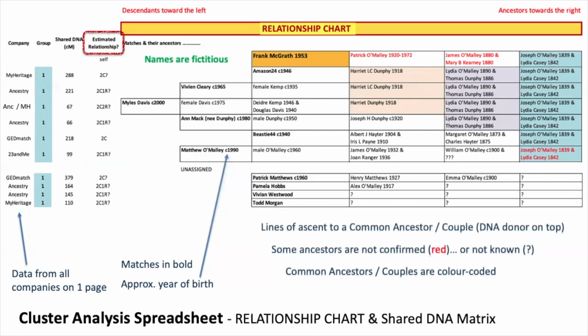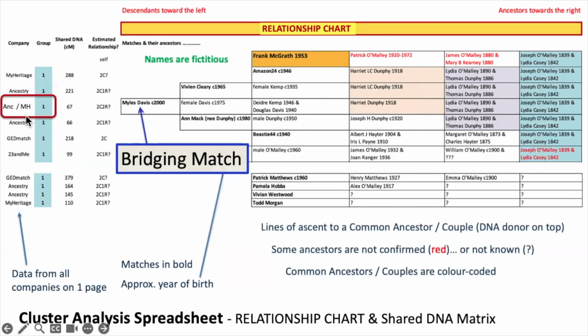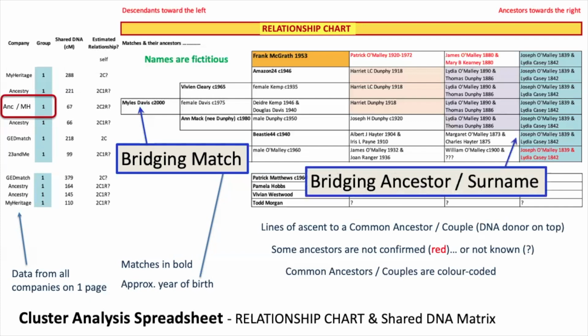And also the column here shows that this particular match, Miles Davis, has tested both on Ancestry and MyHeritage, and so he serves as a bridging match between two separate companies. So you might have one group of O'Malley matches on Ancestry, another group of O'Malley matches on MyHeritage, but Miles Davis is in both groups, so you can merge the group from Ancestry with the group from MyHeritage, and that way you can actually see which groups and which websites are the relevant ones.